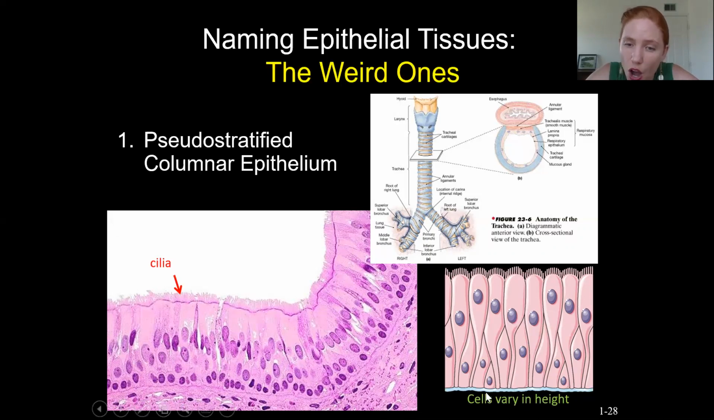Because they're all in contact with the basement membrane, really, they're only one layer. But we can't really call it simple because it certainly doesn't look simple. So we're going to do a compromise and call it pseudo-stratified, fake multiple layers. Okay, so the rest of the naming scheme is the same.